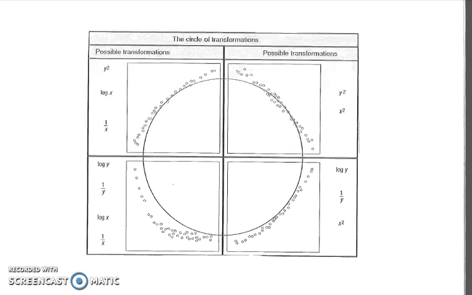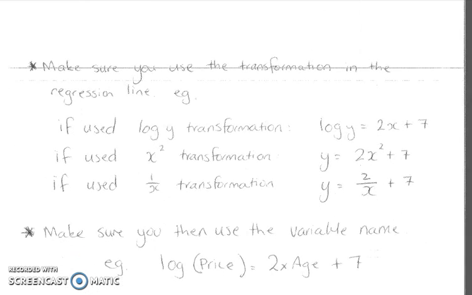Now, how do we show that? When we do our transformations, this is how it looks. So for example, we chose to use our x squared transformation. We actually put the square in our formula. So we would write it as, there's our formula, and we'd have the square in. If the best transformation to use was, for example, a log y transformation, we write that in our formula, log y equals. Or if we used our reciprocal, so we had the reciprocal of x, you write that in your formula.